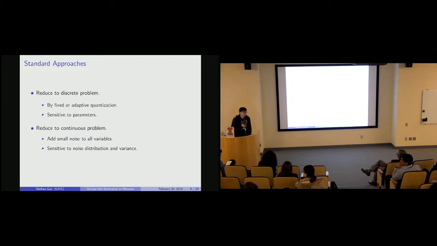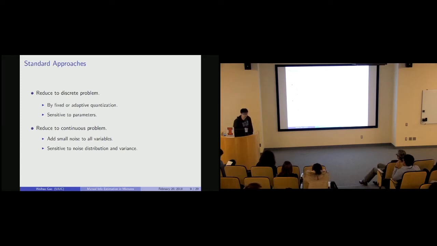First, if you don't know how to estimate mutual information in the mixture case, you will think we will reduce the problem into either discrete or continuous. So the first method is we can quantize the data to make it purely discrete. But this is sensitive to how to quantize the space. Also, in a really high dimensional case, the number of quantization is exponentially large in the dimension. So this method is not so good for high dimension.